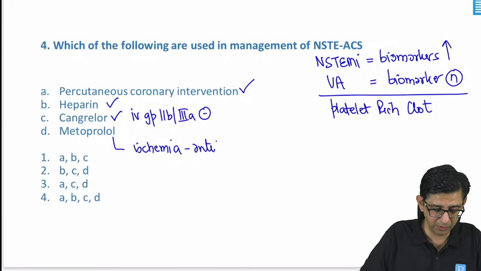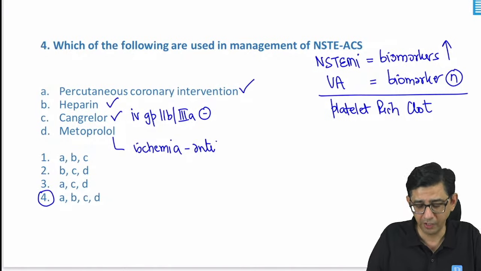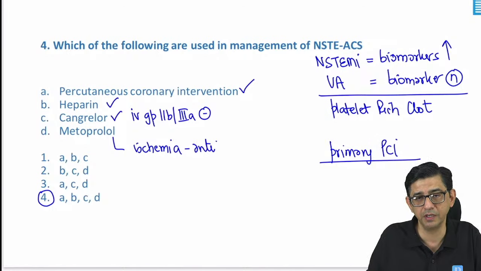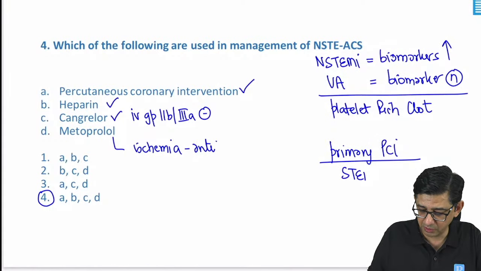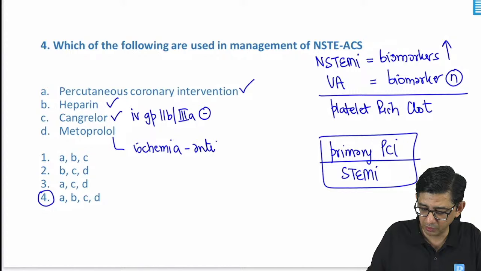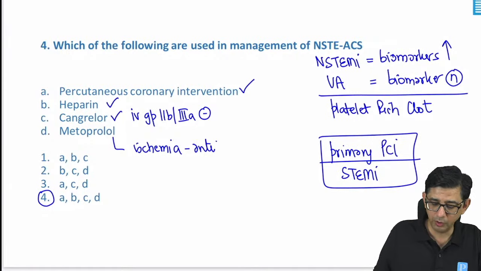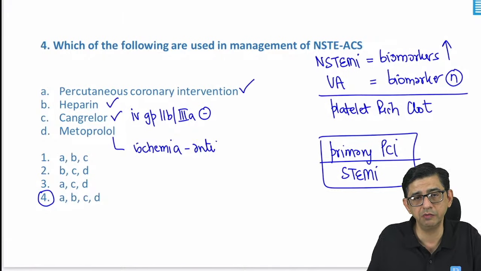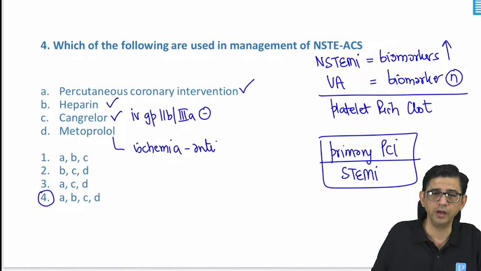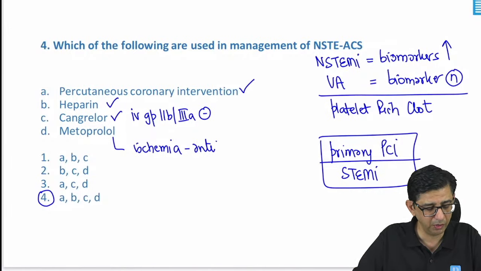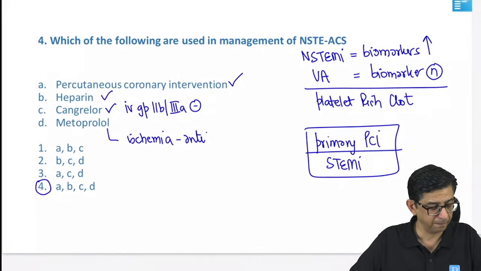The correct answer for this one is option number 4. All of them are used, guys. You are mixing it with primary PCI. If I was writing here primary percutaneous coronary intervention, then primary percutaneous coronary intervention is used in only ST elevation MI. The word primary is basically for usage in ST elevation MI. But then overall, we are using percutaneous coronary intervention even for management of non-ST elevation MI also. There, it's not that we don't do PCI nowadays. PCI is done for both ST as well as for non-ST elevation myocardial infarction. So the correct answer for this one is option number 4.